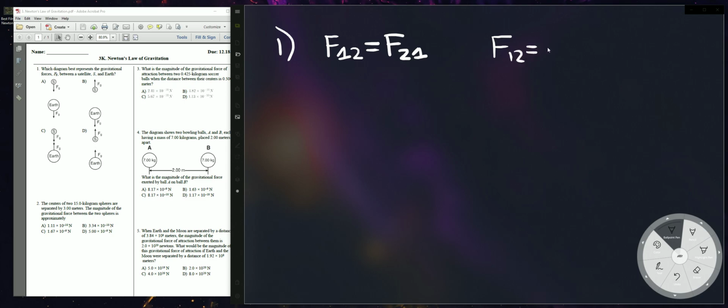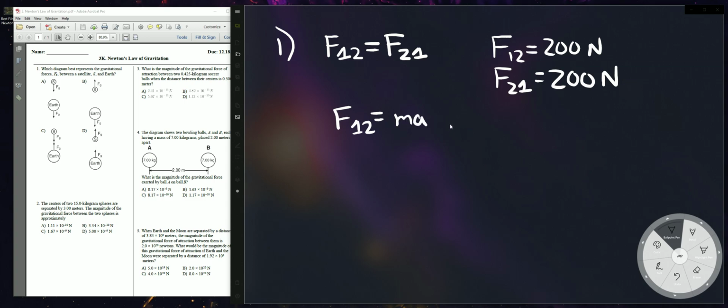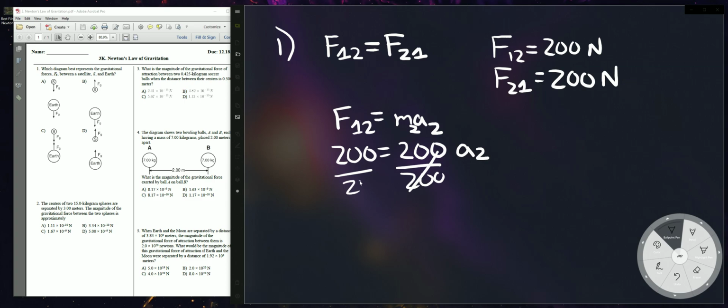say force 1 on 2 is 200 newtons, and then force 2 on 1 is also 200 newtons. All right? And so we know that force 1 on 2 is ma. Well, 200, and let's say the mass of object 2, because this is the force of object 1 onto 2, is 200 kg. And the acceleration it feels, that's the acceleration object 2 feels. If you solve this formula, you're going to get 1 meter per second squared. And that's the acceleration object 2 feels because it has such a large mass.